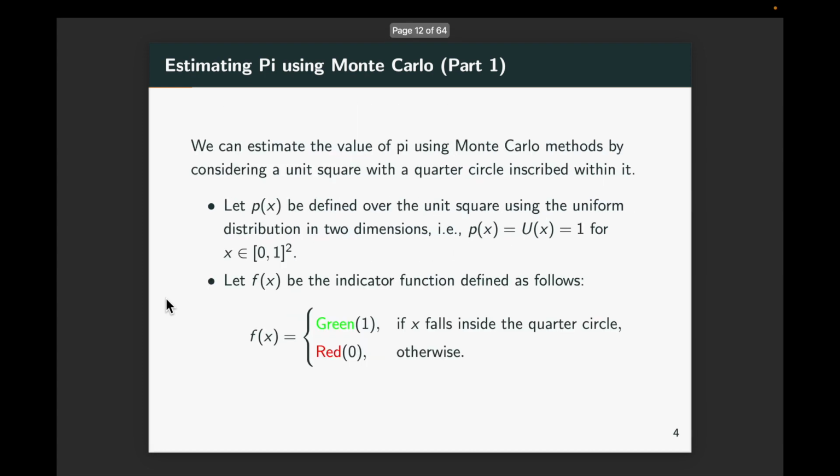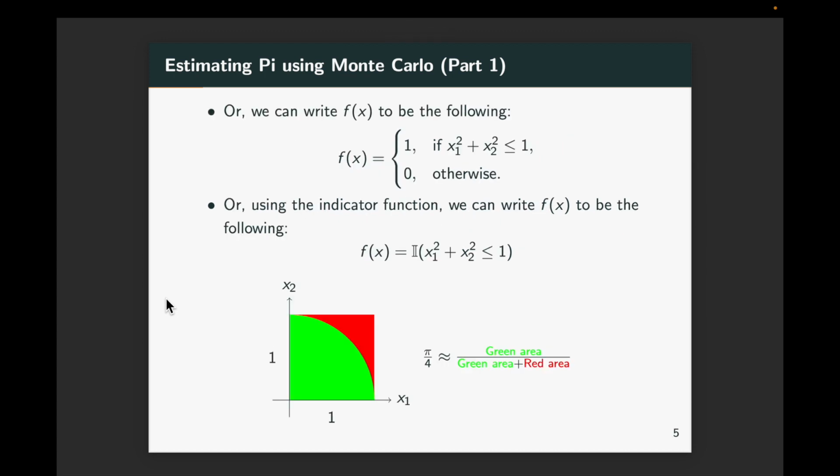Or if you want to put the previous thing more mathematically, you have x1 and x2. So for any x1, x2 that you draw from uniform in 2 dimensions, you can look at x1 squared plus x2 squared. If it is less than 1, we put a 1, otherwise we put a 0. So this is just the function telling whether or not we are within a circle or not. So we can also write f(x) equal to an indicator function, which is x1 squared plus x2 squared less than or equal to 1.